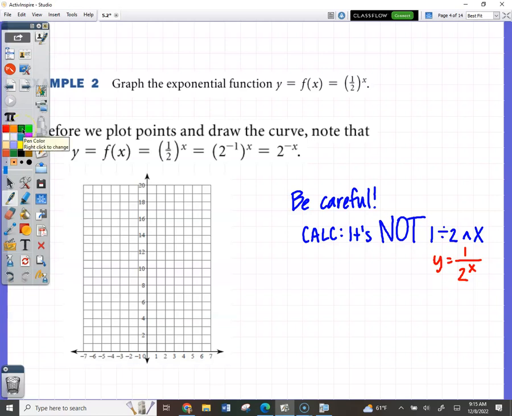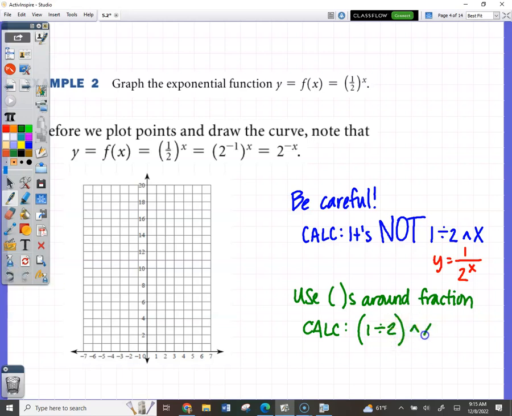So I'm going to change to green. I'm going to say use parentheses around the fraction. Because if you do that, then you'll enter it correctly. So in the calculator, you would say parentheses 1 divide 2 close parentheses caret x. See the difference between the two.